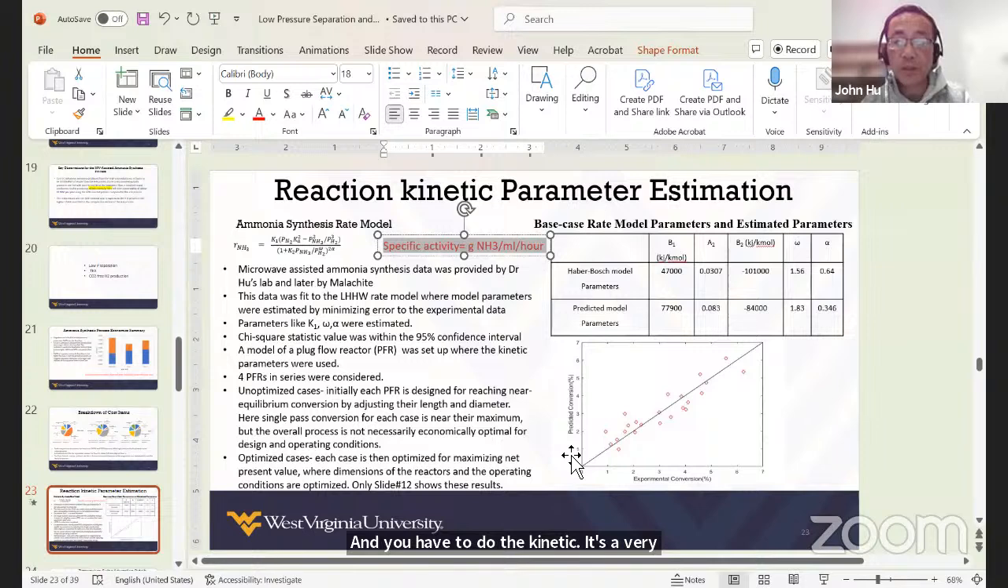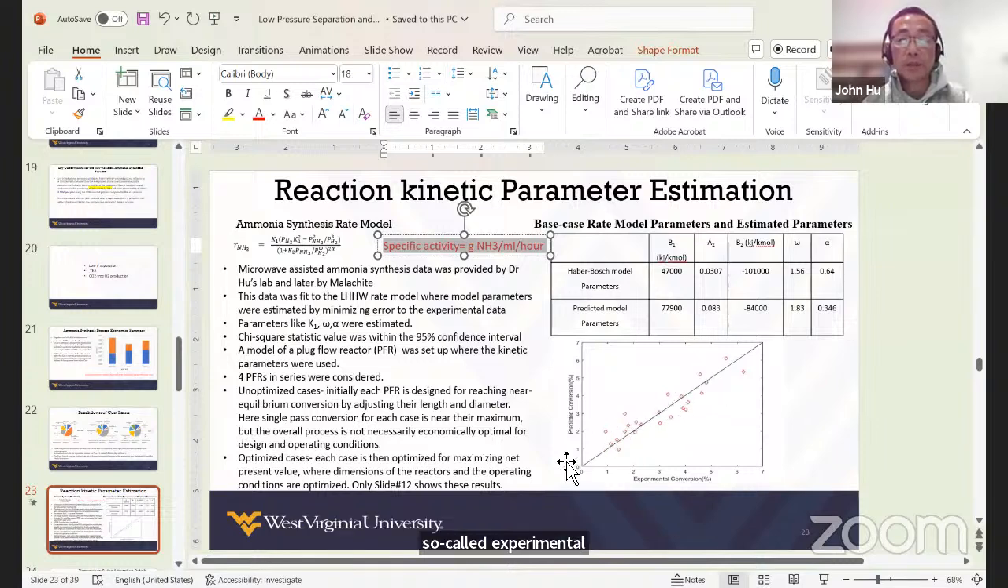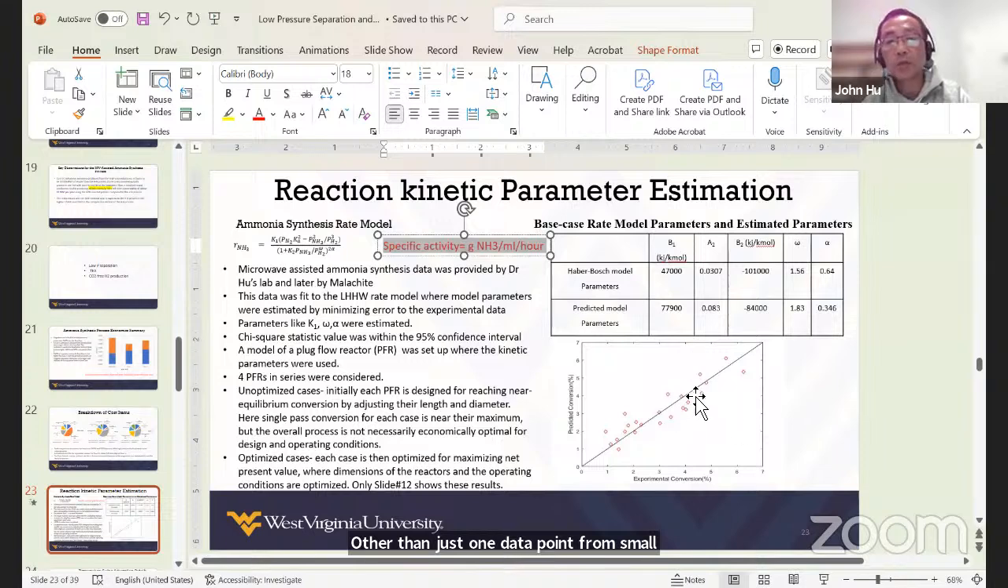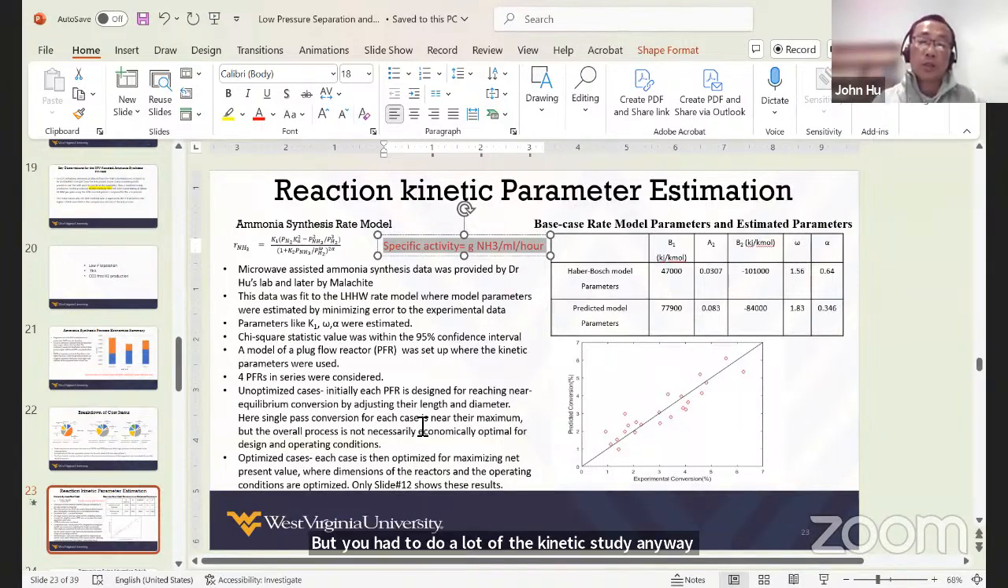Then you come up with this linear relationship. All these are so-called experimental data. You have so much experimental data, you come up with this linear regression. Other than just one data point from small, you project the large, but you have to do a lot of kinetic study. Anyway, this is how you size the reactor in the real engineering world, because you have to develop the rate equation.